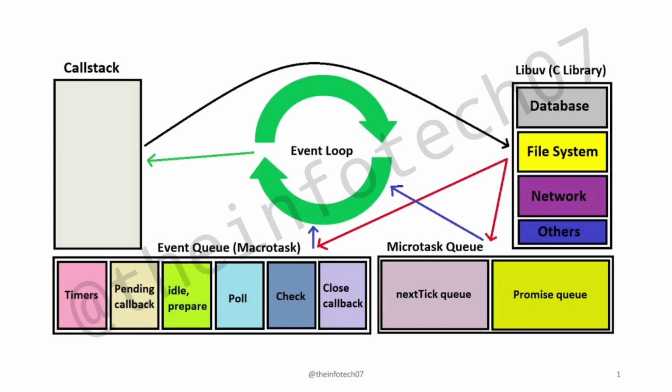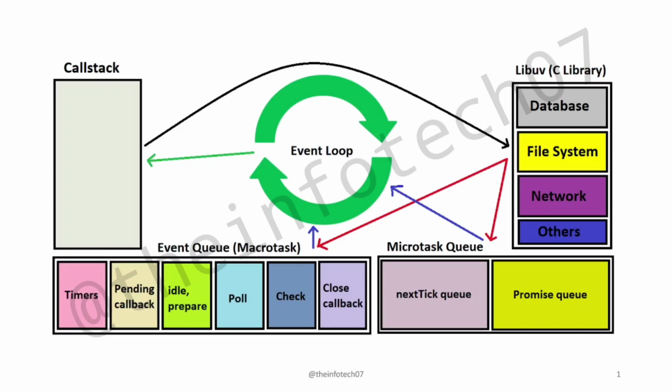There are different components in the event loop like call stack, event queue, microtask queue, and libuv. In the call stack, all your JavaScript code executes. And in the event queue, there are 6 different phases: timers, pending callback, idle prepare, poll, check, close callback.